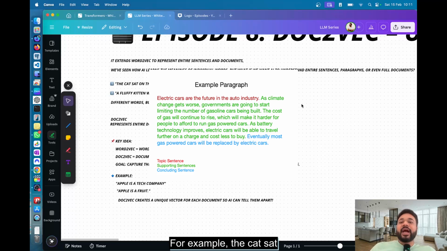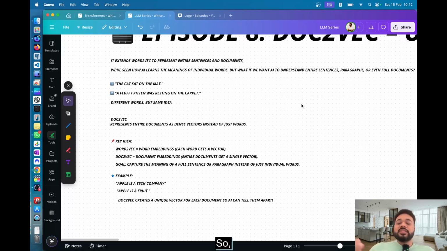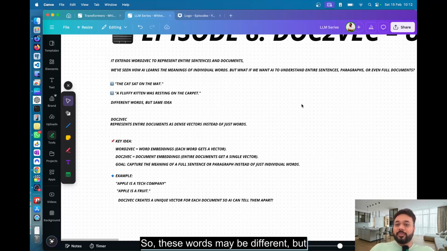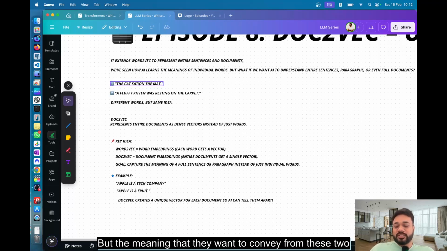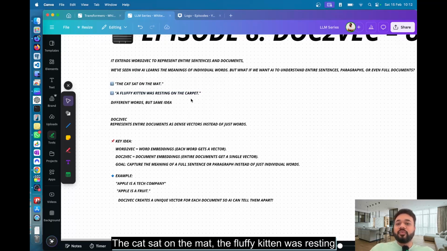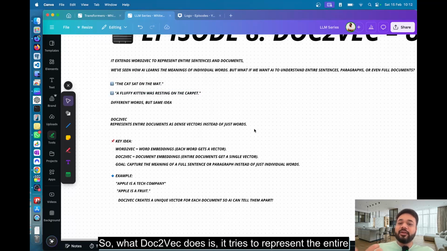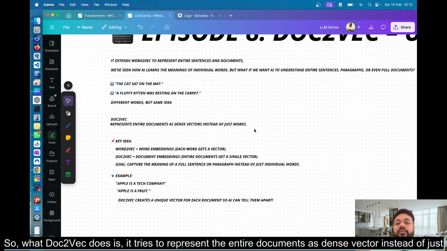For example, the cat sat on a mat, and a fluffy kitten was resting on a carpet. The words may be different, and the way of saying the sentences might be different, but the meaning they want to convey is basically the same. The cat sat on the mat, the fluffy kitten was resting on the carpet, right? So what Doc2Vec does is it tries to represent entire documents as dense vectors instead of just words.